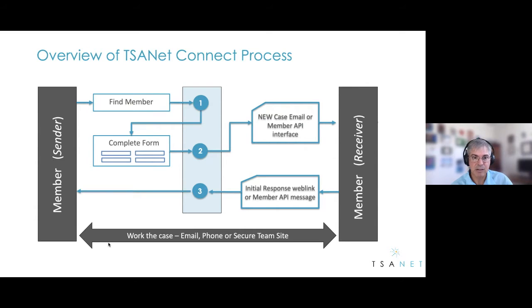So the way to look at this is from a sender side. You go to the system, find the member you want to collaborate with, and fill out a very simple, straightforward form. Once you press submit, depending on how the receiving member is connected to TSANet Connect, they could just receive a simple email, or it could be integrated to actually create a case in their system. Then you, the sender, will get an acknowledgement back with the case number, who the engineer is, and what the next steps are.